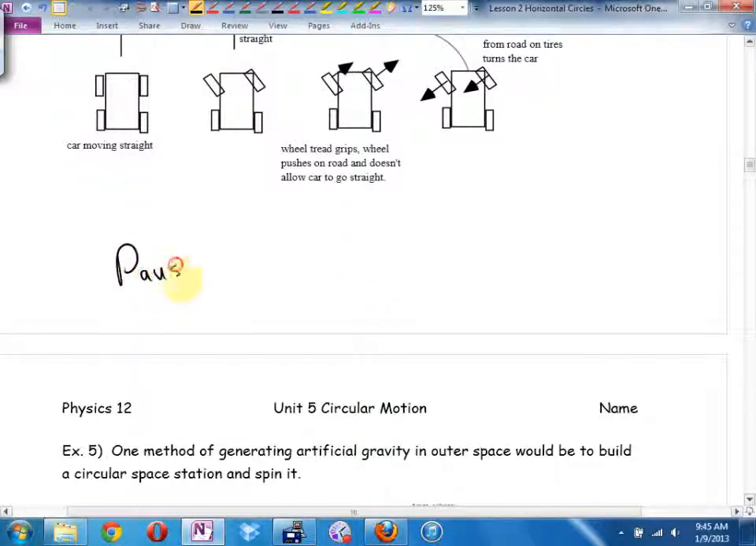We'll look at how we get artificial gravity next class. Pause here.